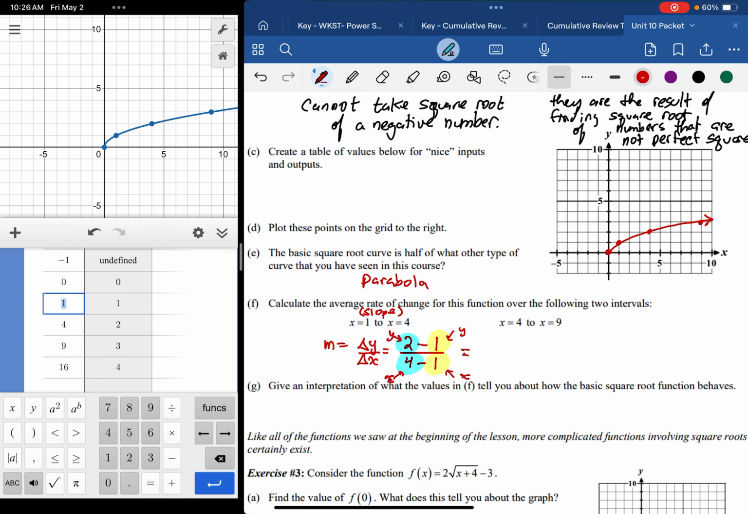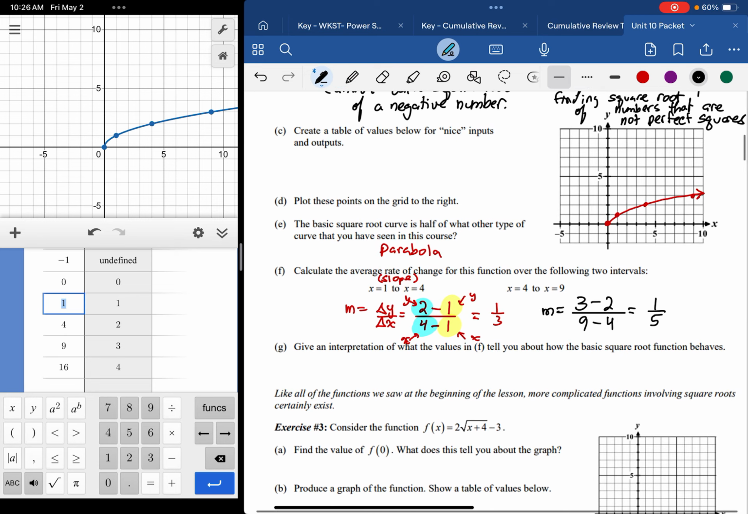Then we can compute. So 2 minus 1 is 1, 4 minus 1 is 3, so 1/3. Doing the same thing over here. Again, we'll do the change in x on the bottom, so 9 minus 4. All right. The 9 has a y value of 3. The 4 has a y value of 2. So we're looking at 1/5.